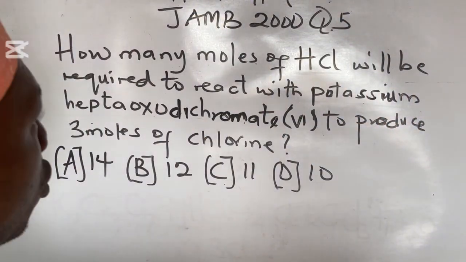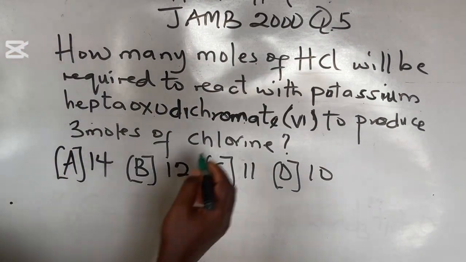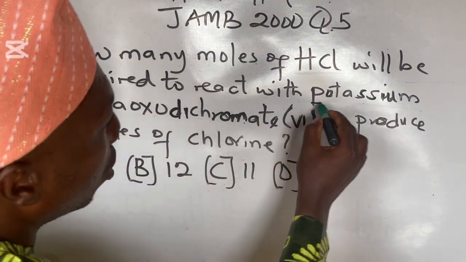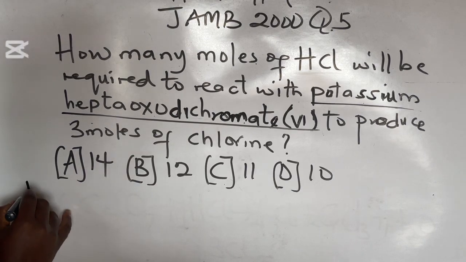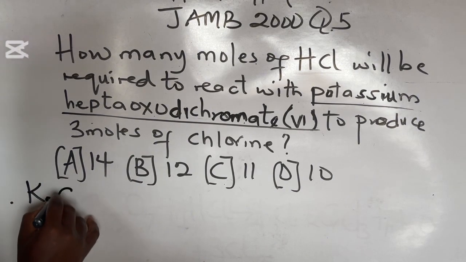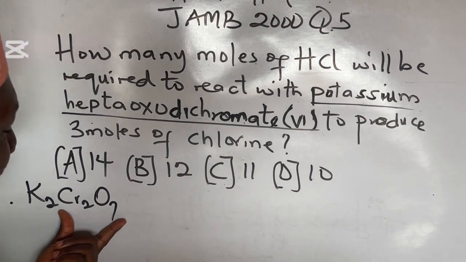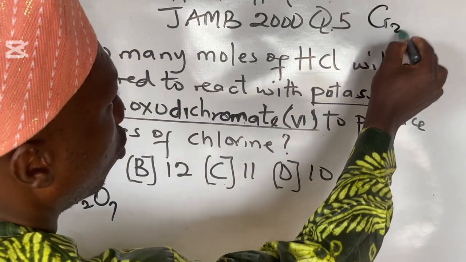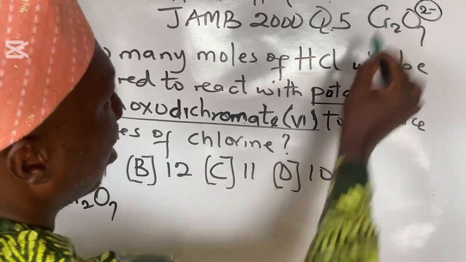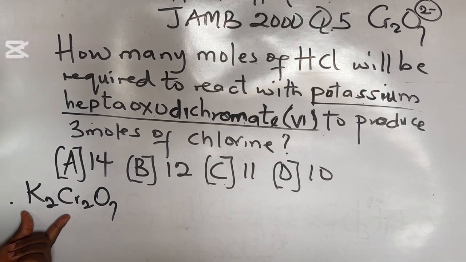It says how many moles of HCl, JAM 2000 question 5, are required to react with potassium heptadichromate 6. How do we write that? We have K2Cr2O7. How did I get this? This is the chromate ion, Cr2O7 2 minus. This is how to write the chromate ion with potassium. So that's why potassium has 2 as the atom.